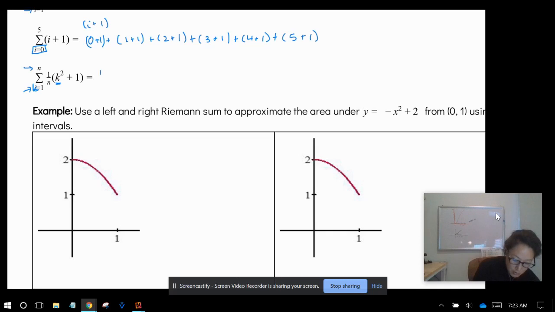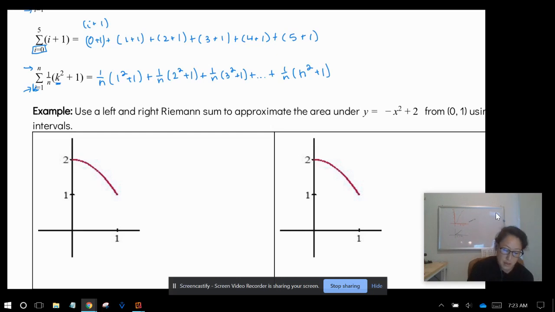So I get 1 over n times 1 squared plus 1, plus 1 over n times 2 squared plus 1, plus 1 over n times 3 squared plus 1. And I'm tired of writing, so I'm going to put plus dot dot dot. This pattern continues to 1 over n times n, sorry, squared plus 1. That's our last term. So that's how we expand sigma notation.